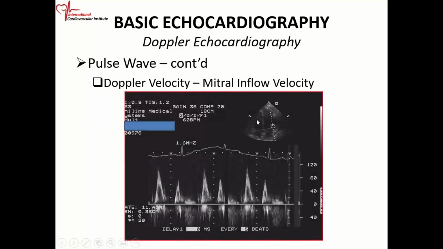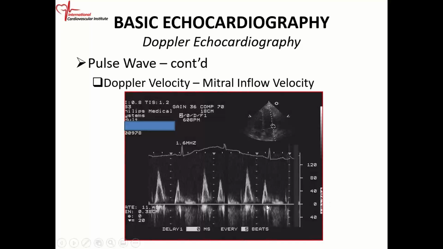Okay, so as we showed you before, this is your cursor. The sample volume is at the tip of the mitral valve. Again, your transducer is right there. Transducer is right up here. Cursor, sample volume across the mitral valve, and you press your pulse wave Doppler, and you get this. So these are diastolic flow. Diastole is from the end of the T wave to the QRS. This is flow across the mitral valve.